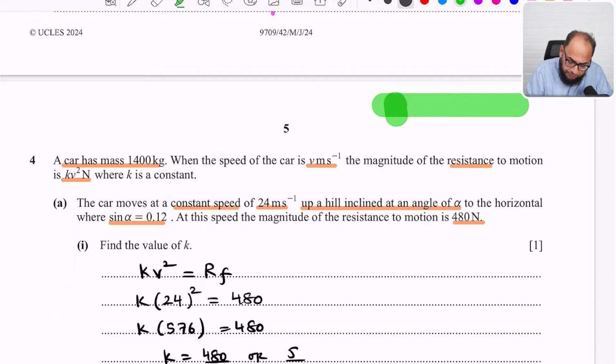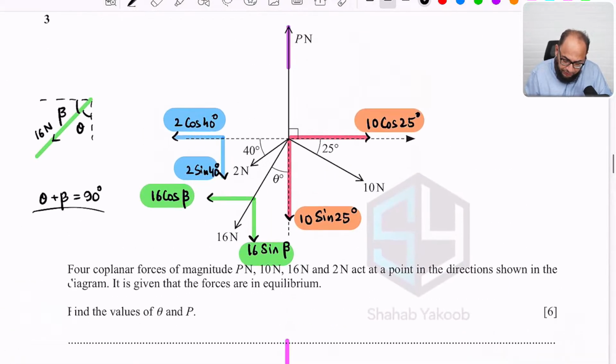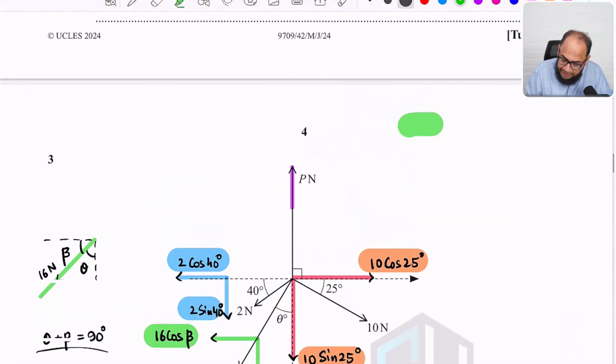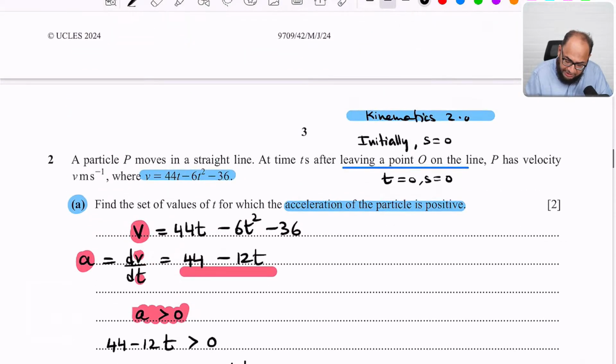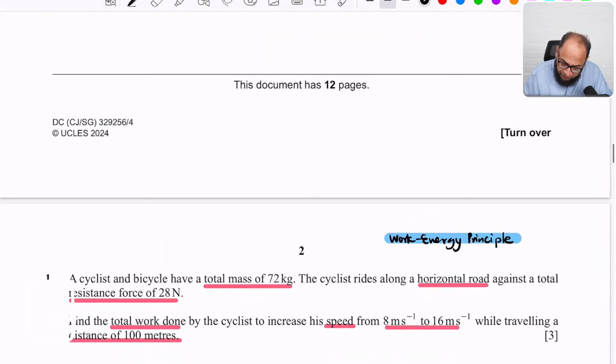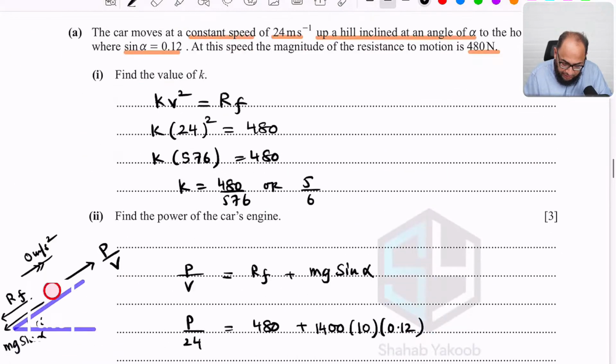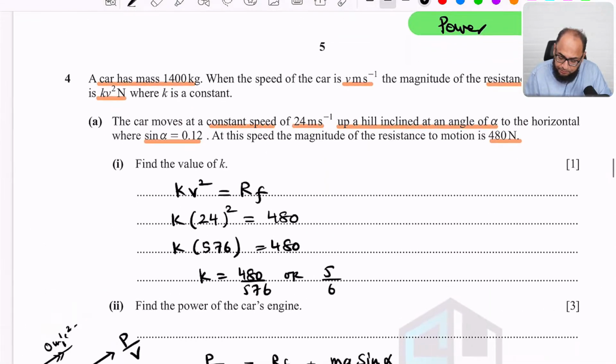This is power. So question number 4 is about power. Question number 3 is about resolution, equilibrium. Question number 2 is about kinematics, that's labeled, and question 1 is the work energy principle. So now let's look at question number 4.